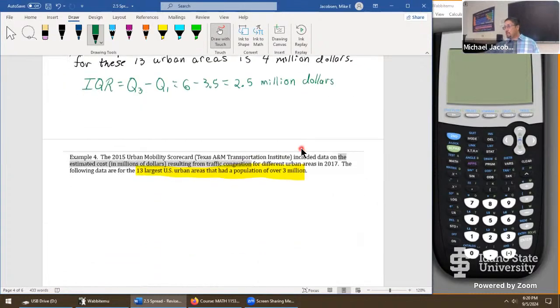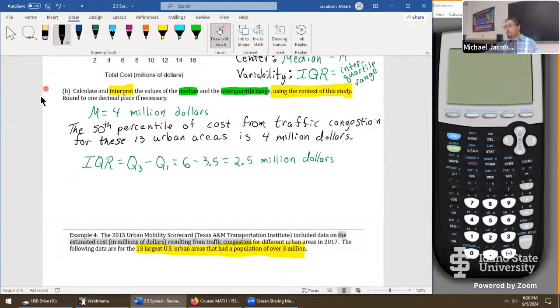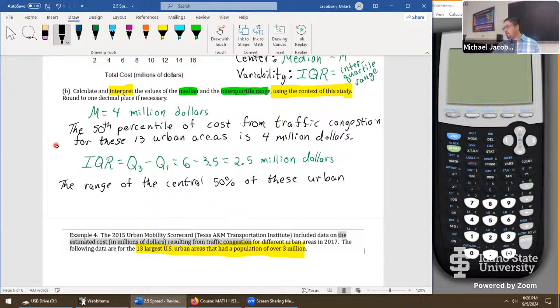So coming back down, we'll say for the IQR here, the range of the central 50% of these urban areas is $2.5 million.